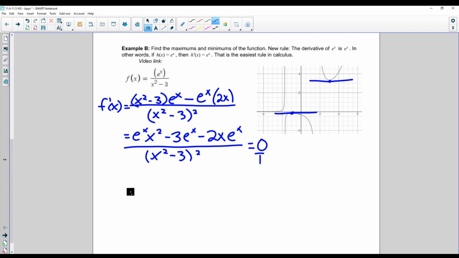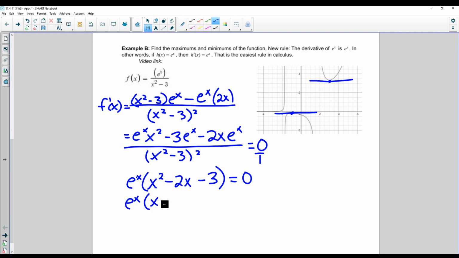So I'm going to go ahead and just set the top of the fraction equal to 0. And I can pull an e to the x out of all 3 of these terms. So I'm going to have e to the x outside of x squared, and I'm going to rearrange my order to see it better. I'm going to put the minus 2x in the middle and the minus 3 at the end. That way I can easily see the quadratic for this thing. That's still equal to 0. Now I can go ahead and factor this quadratic, and I'll have easy access to all my answers.